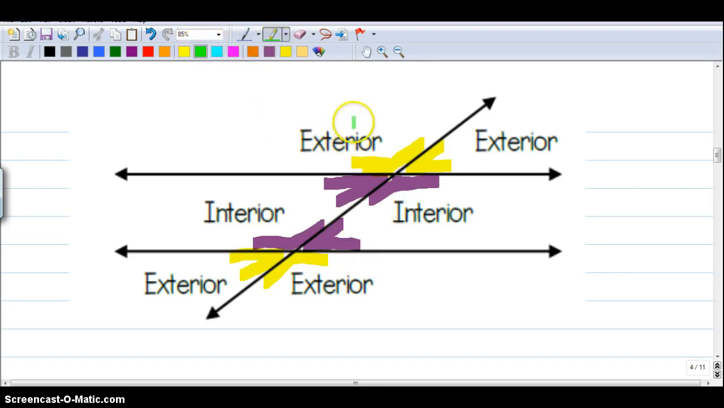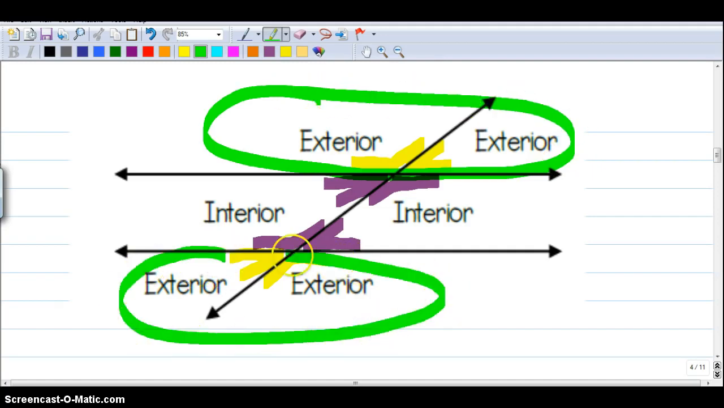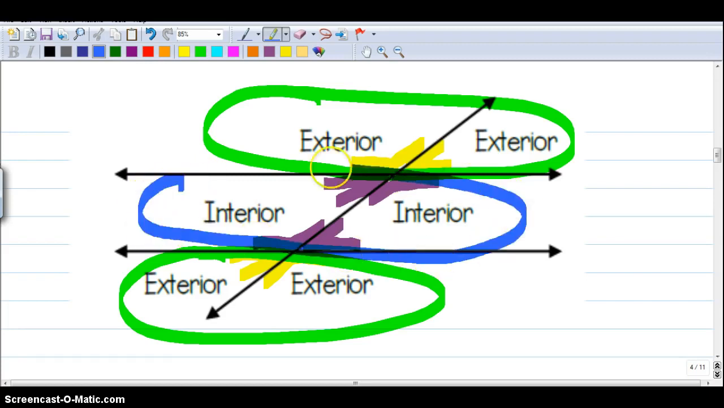Another teacher likes to explain it as like a hamburger. These are the hamburger buns. Why they're green, I don't know. Sorry, wrong color. So the exterior is like the outside of your hamburger buns. And then inside here is like the meat of your hamburger. These are the interior angles. However you can memorize it, you need to know about exterior and interior angles.